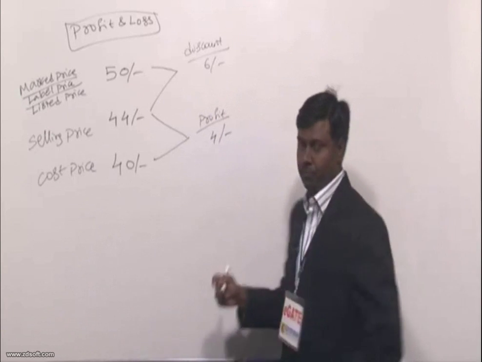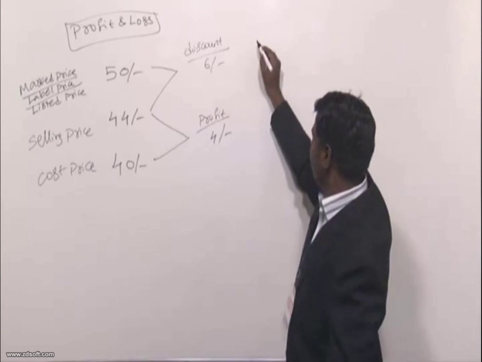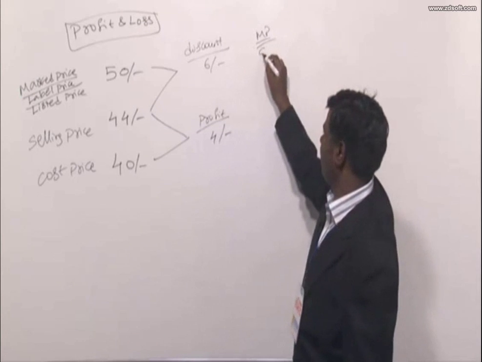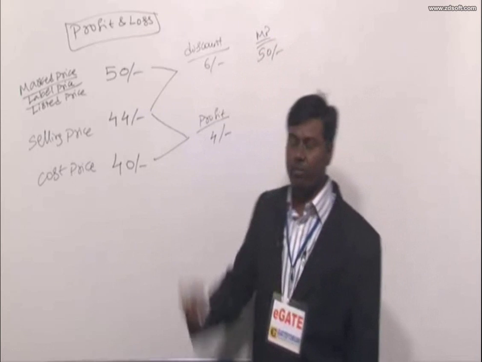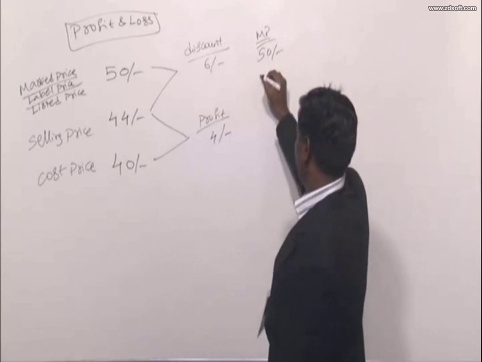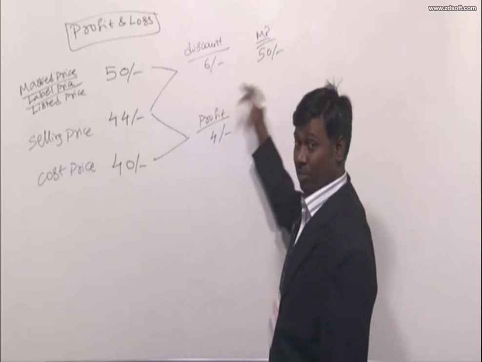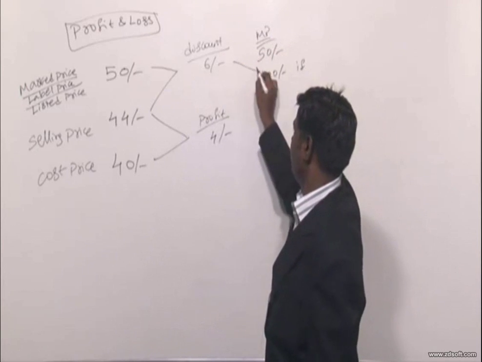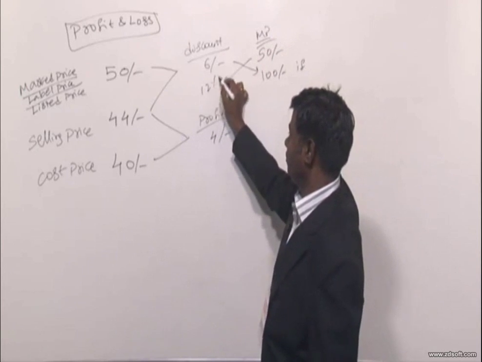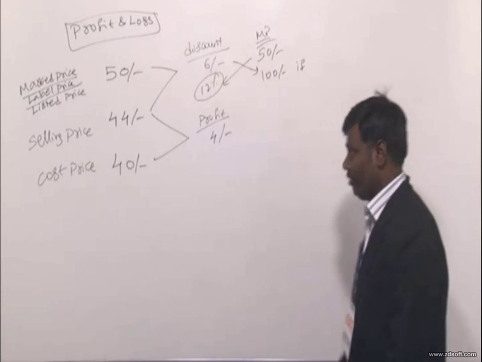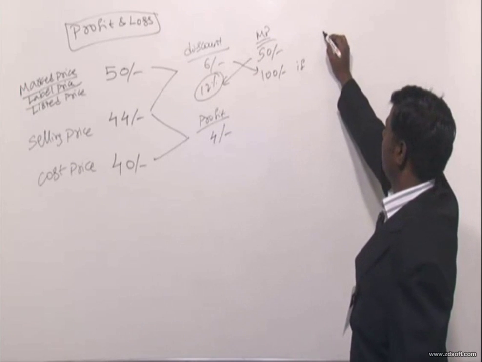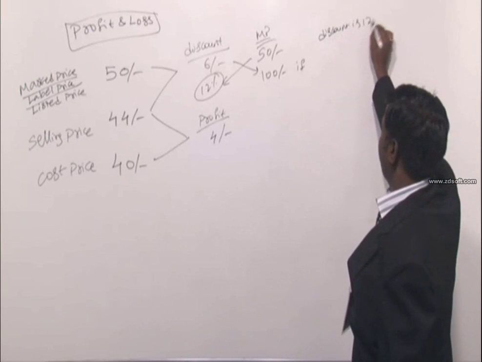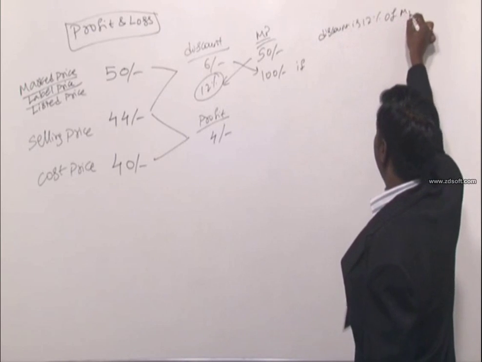Okay. So for discount, market price is the reference. Market price is 50 rupees. So for every 50 rupees you get 6 rupees discount. That means what is the percentage? For every 100 rupees how much? So this is what you are doing. 12%. So what do you understand? Discount is 12% of market price is what we understand.